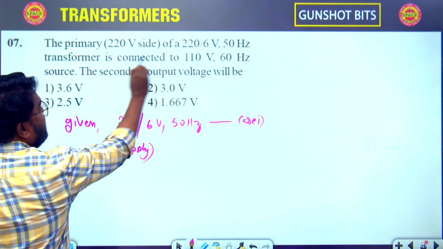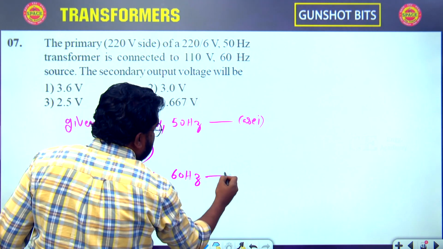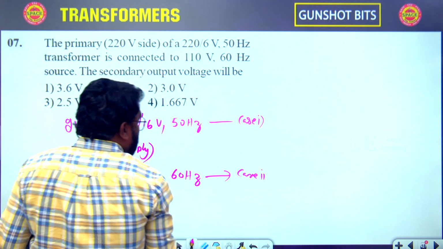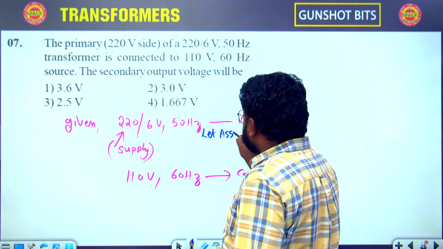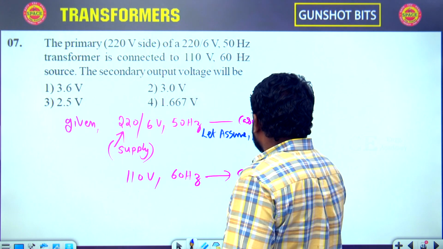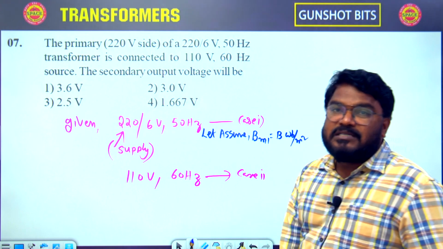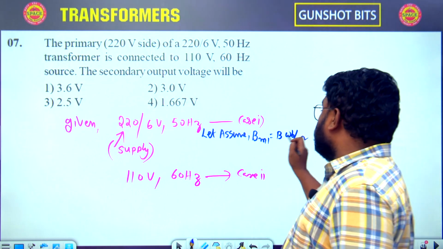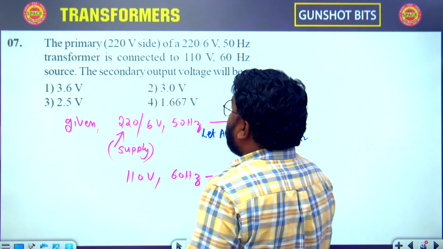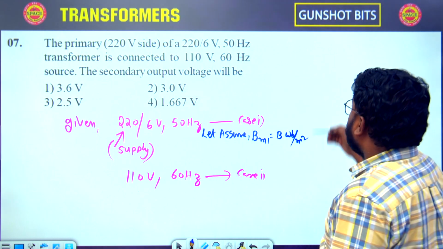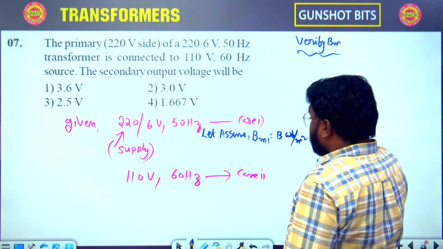In case 2, the same transformer is excited with 110 volts, 60 Hz. Let us assume that in case 1 the flux density of the core, B maximum 1, is equal to some value in Webers per meter square, or Tesla. In case 2, let us verify whether the flux density is constant or not. First, verify the flux density of the core, whether it is constant or variable.